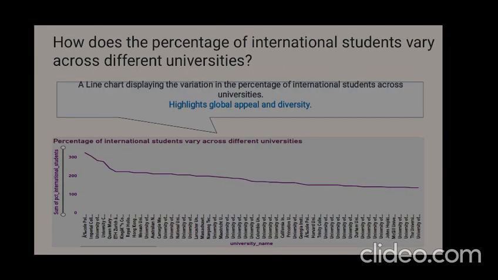How does the percentage of international students vary across different universities? Here, a line chart displaying the variation in the percentage of international students across universities highlights global appeal and diversity. To know how the percentage of students varies across different universities, I made a line chart.